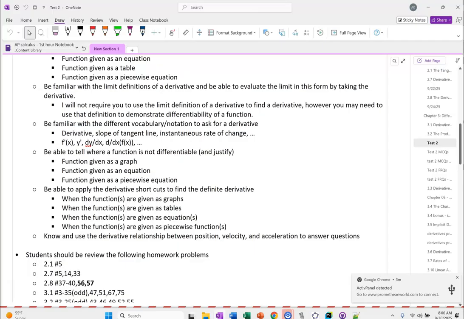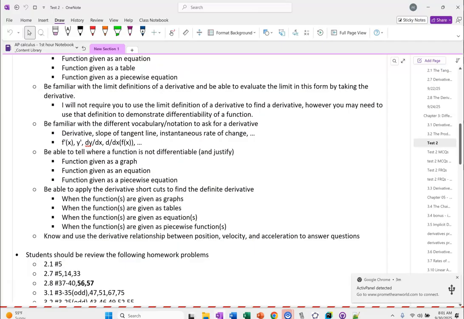You should be familiar with the different vocabulary or notation attached to that instantaneous rate of change or derivative: slope of tangent line, or f prime, or y prime, or dy/dx, or d/dx of f of x. So when you see those symbols, you're like, okay, I know what this means. I know what we're asked to do.